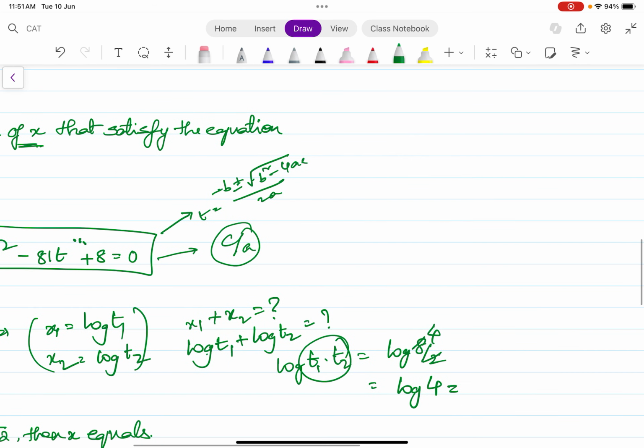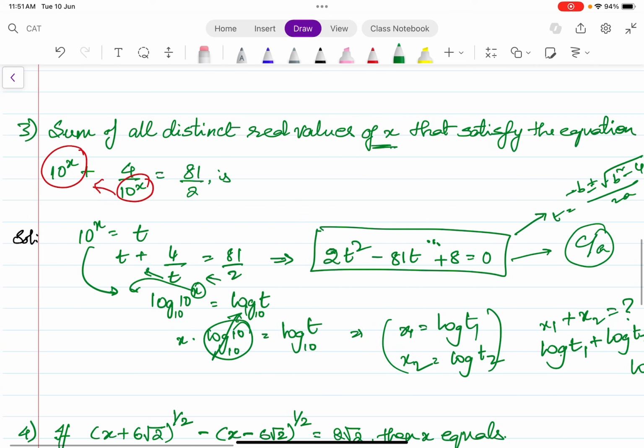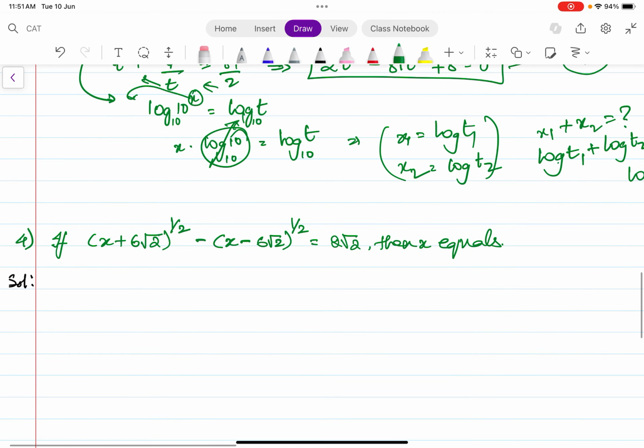Now, this can be further simplified. This can be written as log of 2 square, right? Now, 2 square, the 2 will come outside, 2 into log 2. Of course, the base is always 10. This is your final answer, which is the sum of the distinct real values of x. So let's move on to the next question.